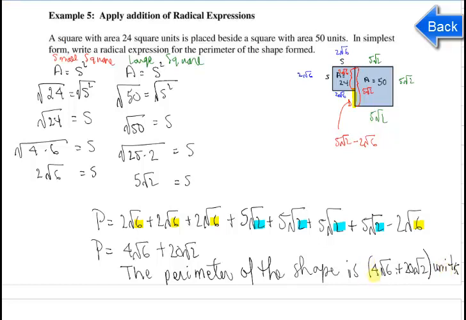And I put the 4 root 6 plus the 20 root 2 in a bracket to show that they are one individual number, really, because I can add them on the calculator and I will come up with one number. And so I need to indicate that by using brackets. Okay, so this ends our section 5.1.